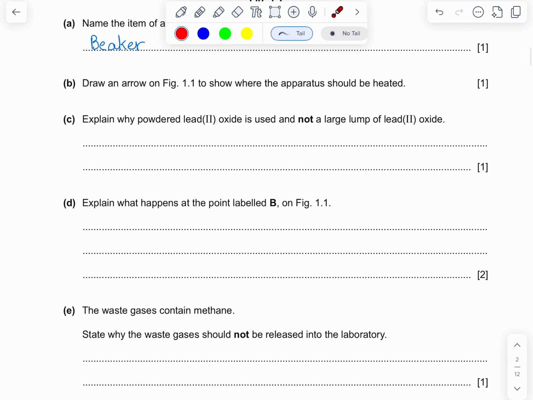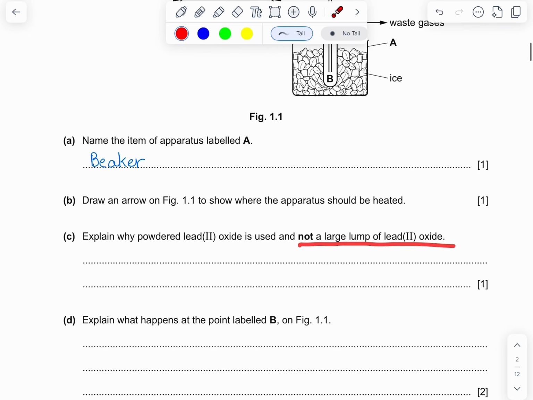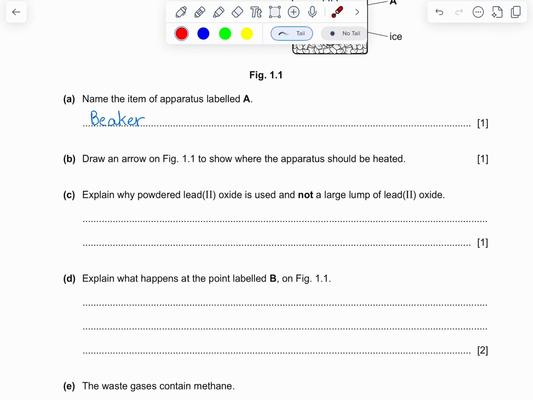Next question, explain why powdered lead 2 oxide is used and not large lump of lead 2 oxide. So this is basically from the chapter reaction kinetics or rate of reaction, right? When we use powdered form of a solid, we basically increase the surface area, right? So we'll say powdered lead has larger surface area.